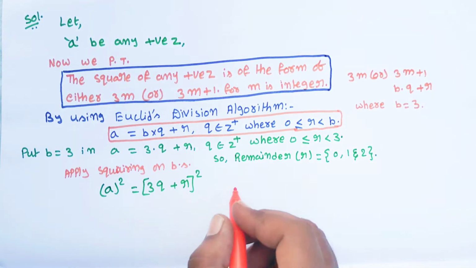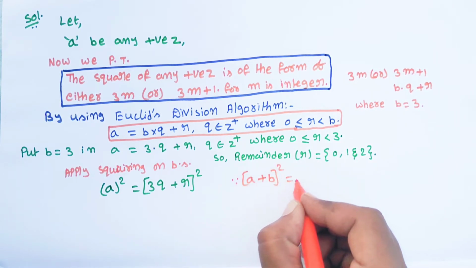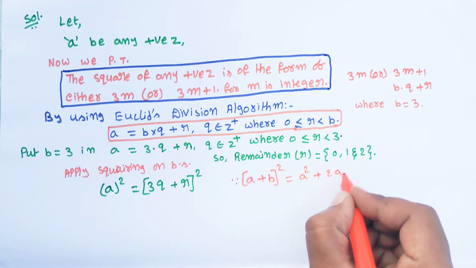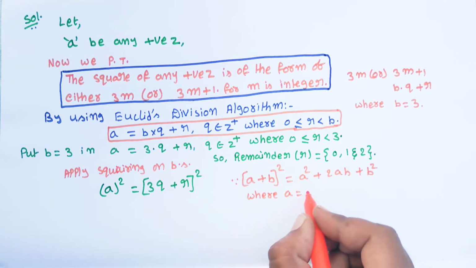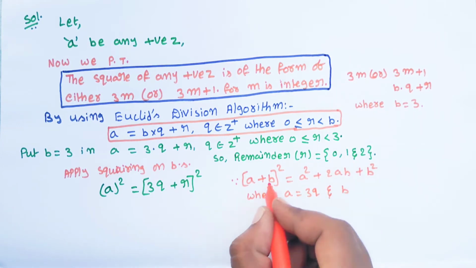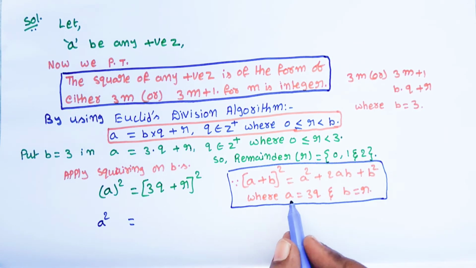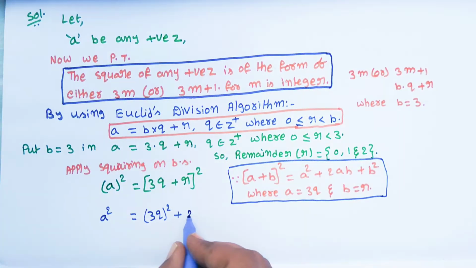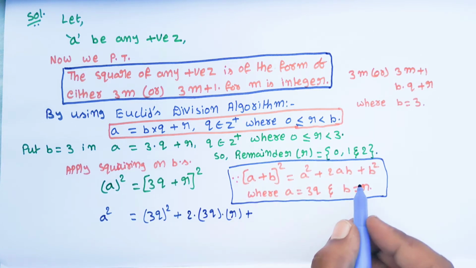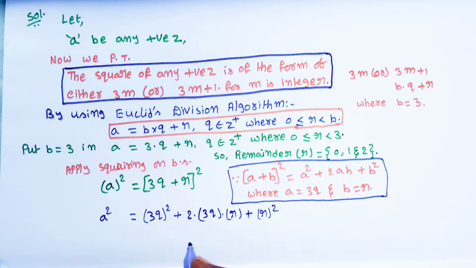Now it is in the form (a plus b) whole square, which equals a square plus 2ab plus b square, where a equals 3q and b equals r. Now substitute in that formula: a is 3q, so (3q) whole square, plus 2 into 3q into r, plus r square.